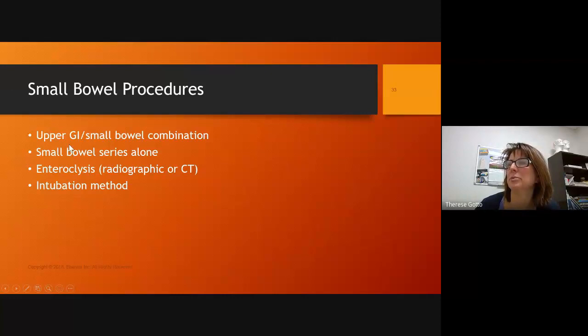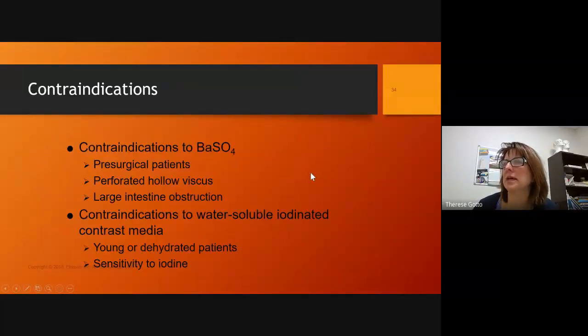Here are some different procedures. Your upper GI can be linked to a small bowel follow-through. You could just do a small bowel follow-through alone. You can do an enterocolysis, which would be with CT or MRI usually these days, or you can do intubation methods. Contraindications for barium sulfate are if they're going to surgery, or if you know that they have a perforated bowel. If there is a large intestine obstruction, you also don't want to give barium sulfate.